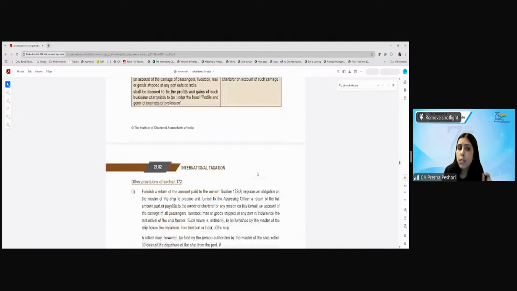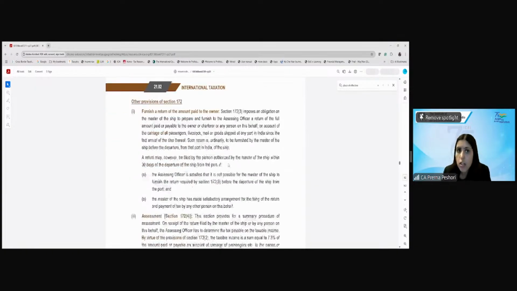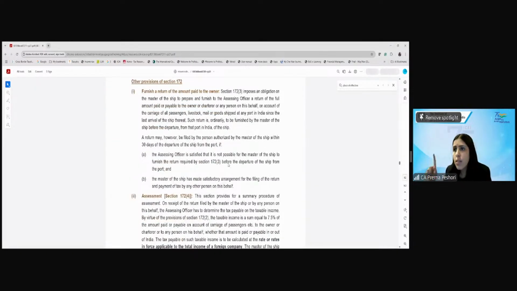This shall be deemed to be income in India, and before you leave, you have to take the port clearance certificate, meaning you have to file your return. The port authorities will verify that you have paid the taxes, and only then will you get the clearance certificate to leave India. So if you pay any tax under 172 and later file under 44B, you can get the credit of the taxes paid under 172.